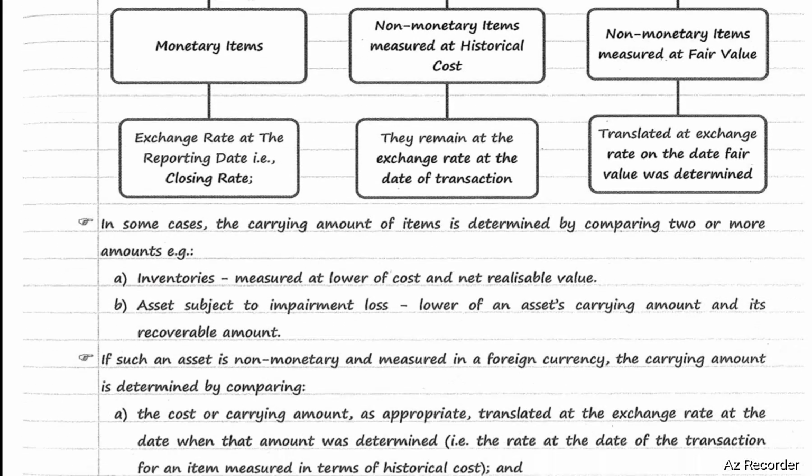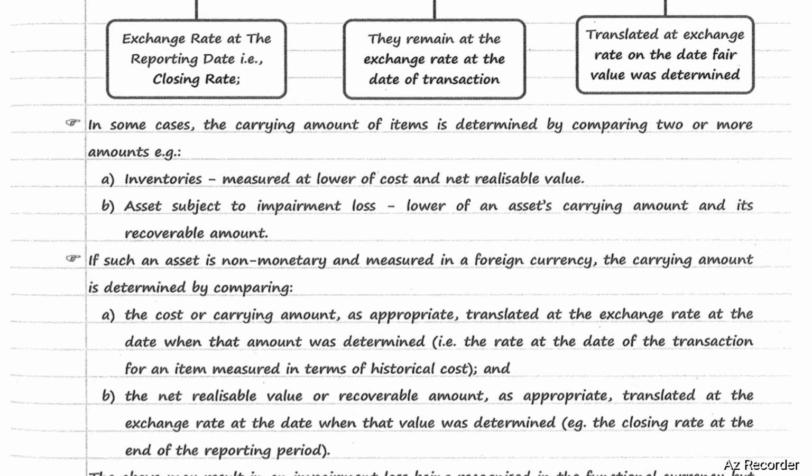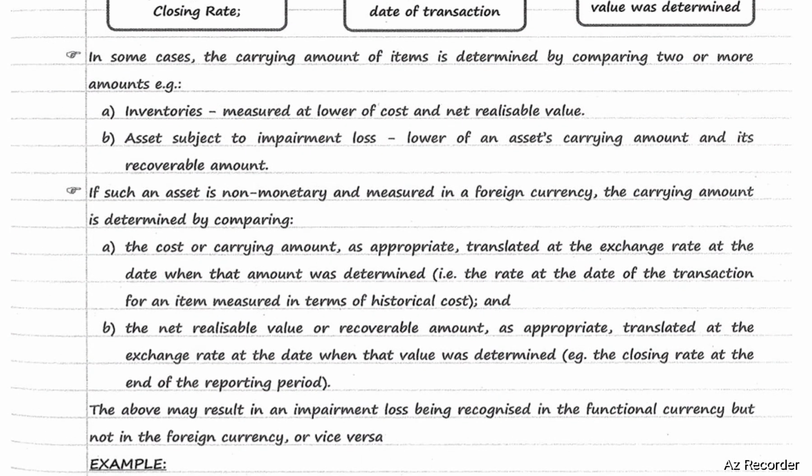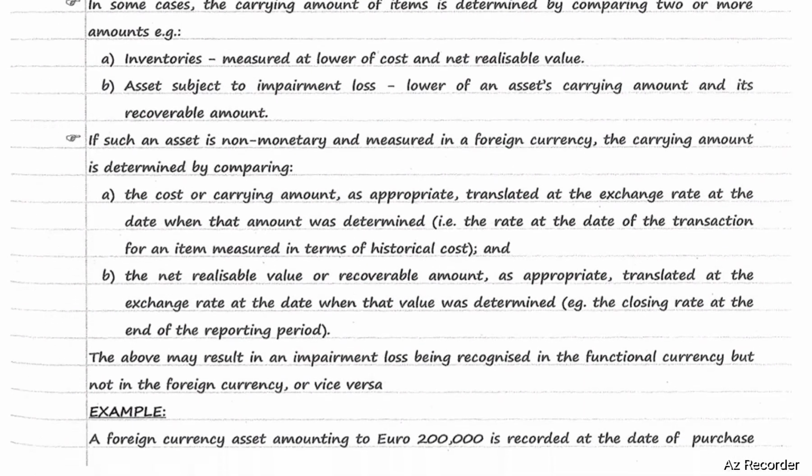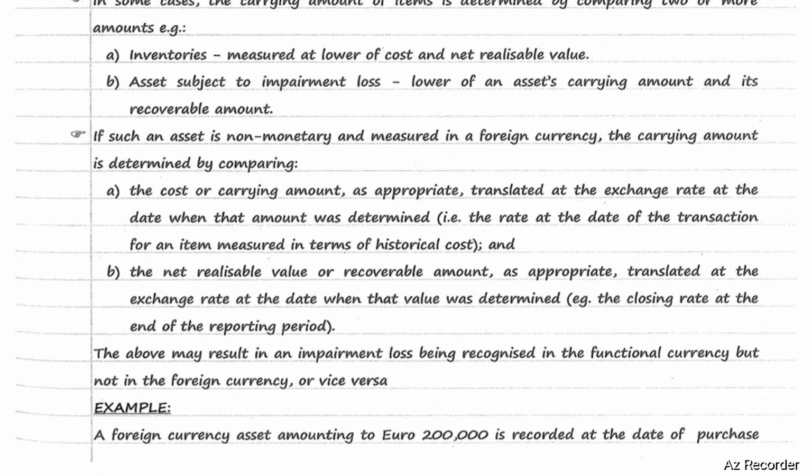In some cases, the carrying amount of the items is determined by comparing two or more amounts. Example, inventories, they will be measured at lower of cost or NRV, whichever is lower. Next, assets subject to impairment loss, lower of asset's carrying amount and its recoverable amount. If such an asset is non-monetary and measured in a foreign currency, the carrying amount is determined by comparing the cost or carrying amount as appropriate, translated at the exchange rate at the date when that amount was determined.